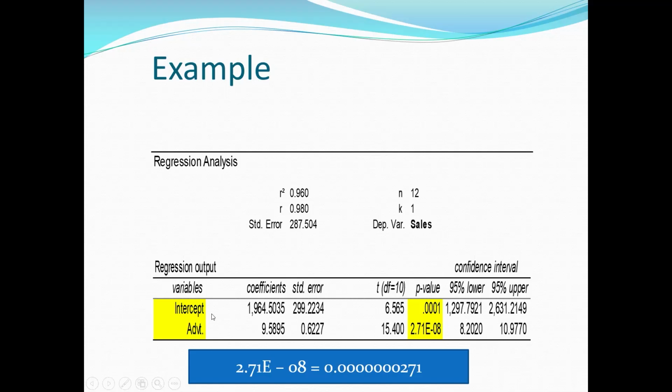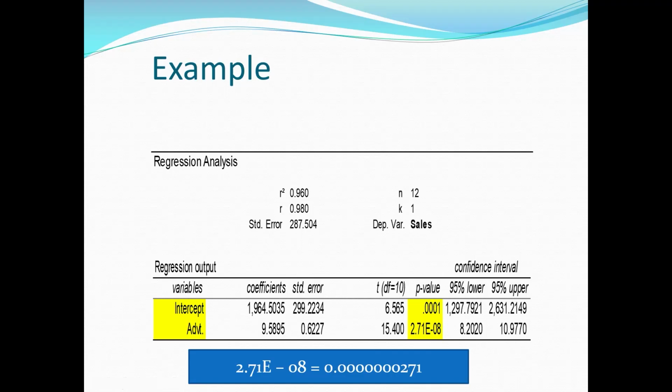This is the regression output. Alpha is called the intercept. Beta is advertisement, the independent variable. So intercept means alpha. Look here, how much is the intercept? Read the coefficient here: 1964.50, alpha. You know what alpha is? Alpha is the sales which happens without any advertisement.